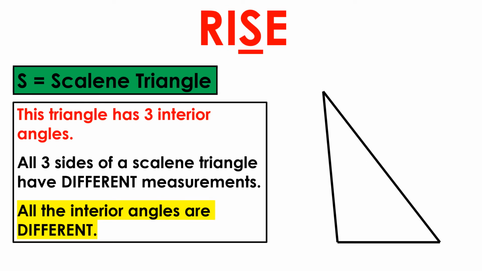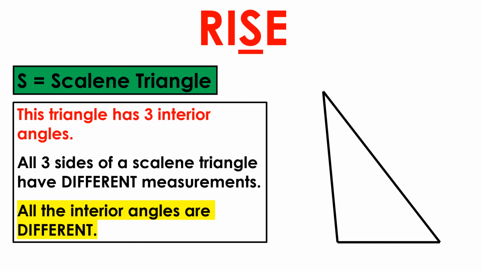The third letter in RISE is S. That stands for scalene triangle. So again, it has three interior angles. Now if you notice here, there are no lines on this triangle, so we don't have anything here or here or here, and the reason for that is because none of the sides are the same. They will all be different.